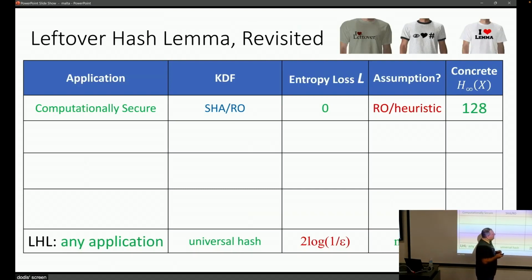A concrete example: if you want to derive an AES key, which is 128 bits, you just need 128 bits of entropy. That's the gold standard. In this table, green is good, red is bad, and blue is medium. The LHL is fantastic. It's super general, it works for all universal hash functions, which in theory are efficient, though in practice less efficient. But it has this entropy loss. It doesn't have any assumption, but if you plug in concrete parameters, you need entropy of, let's say, 256: 128 plus 2 times 64, which is 2 times the security parameter.